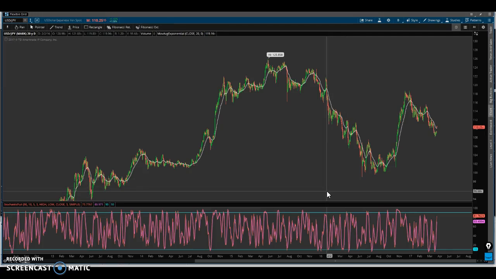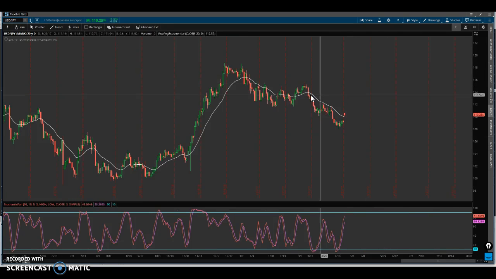Hello, going to do a quick trade recap on the dollar yen. Most recently, we've kind of topped out here and have been slowly making lower lows and lower highs after a large impulse move here, towards the latter part of 2016.